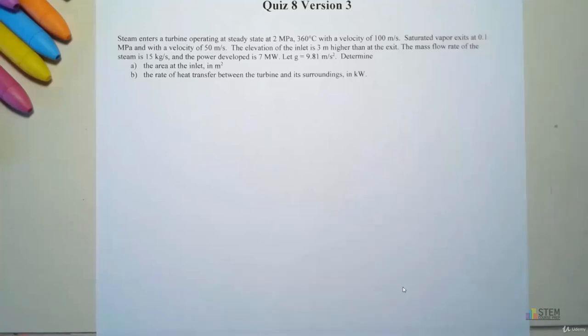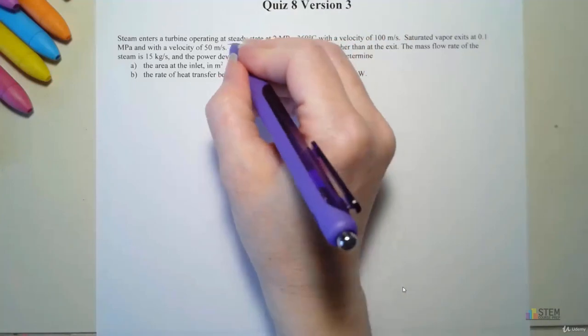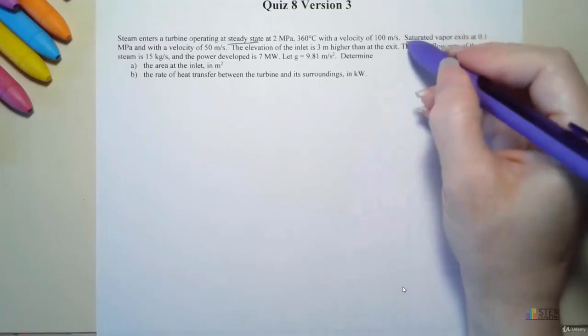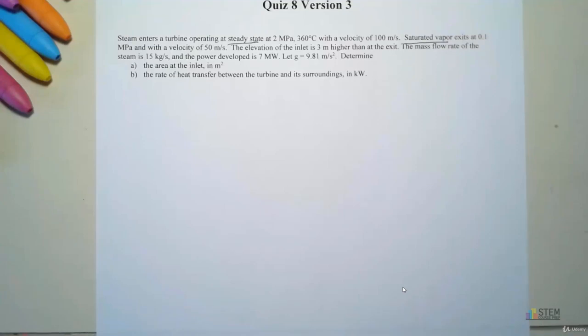Here we've got steam entering a turbine that's operating at steady state. So the steady state's important here. Pressure is 2 megapascal. Temperature is 360 degrees Celsius. We've got a velocity of 100 meters per second. Now we've got saturated vapor that's going to exit at a pressure of 0.1 megapascal. Notice that decreased, with a velocity of 50 meters per second.